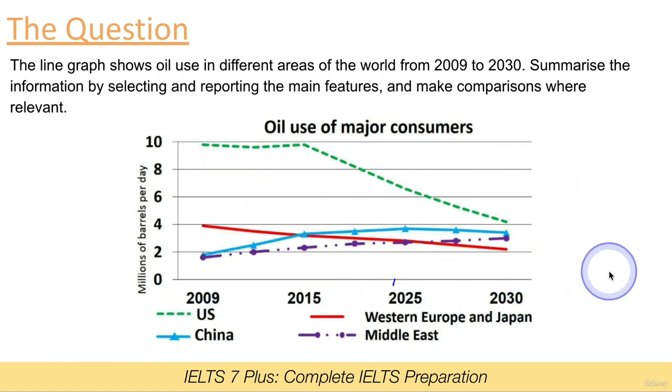So, okay, initial thoughts then. Wow, the US is really standing out as a high user of oil throughout the entirety from 2009 into predicted years into 2030. They're still the highest. However, there is a decrease in 2030 for the US, China, not the Middle East, but also Western Europe and Japan. So most of the areas of the world are decreasing by 2030.